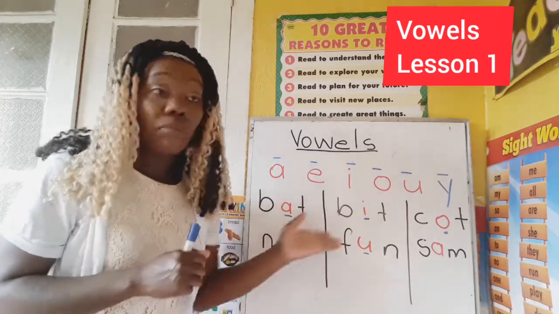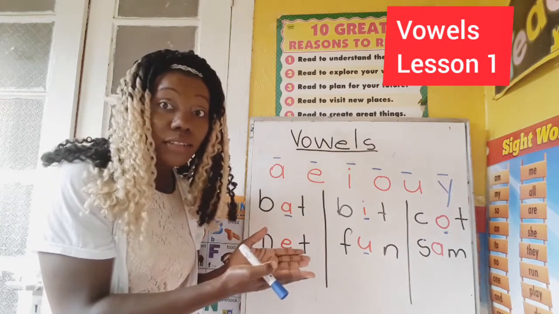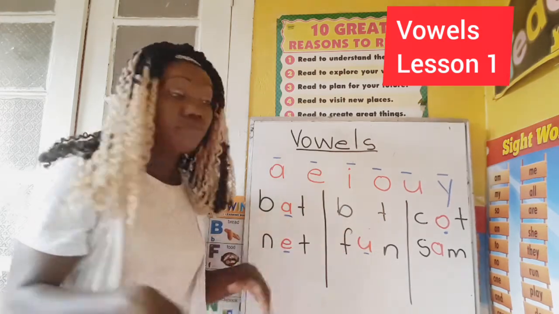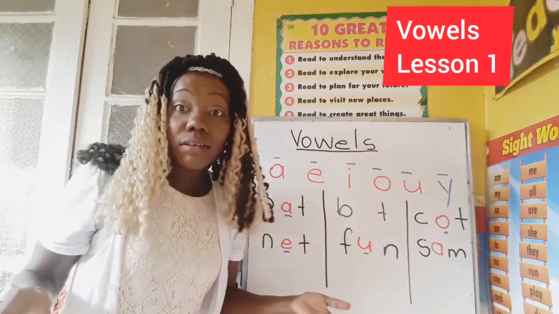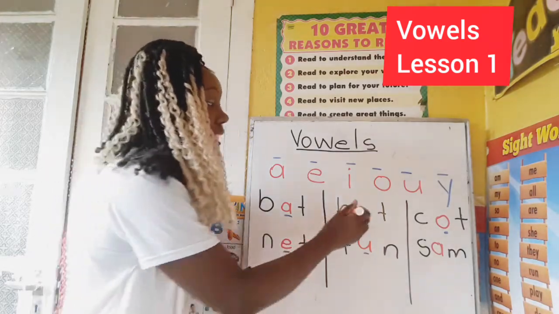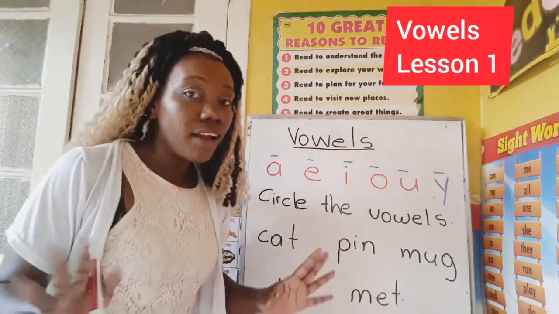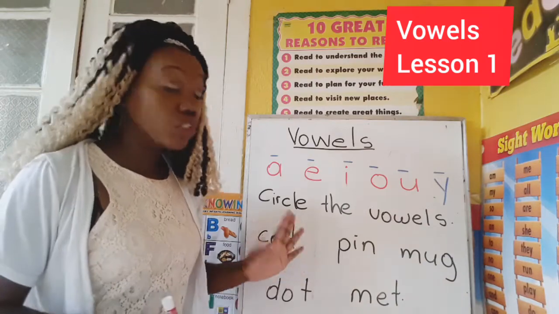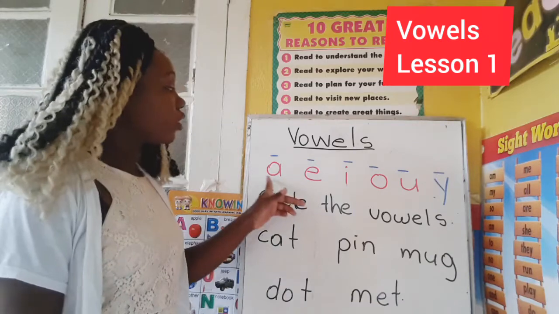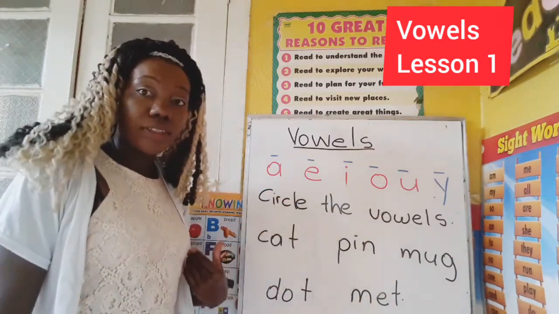So without these vowels, we wouldn't even have these words. Right, boys and girls? Because if we take away the I from the word bit, is BT a word? No. So that is how important vowels are. They are the glue. So boys and girls, here I have an activity for you to find the vowels. If you don't remember the vowels, you can look up here and remember them. And look for them in these words.